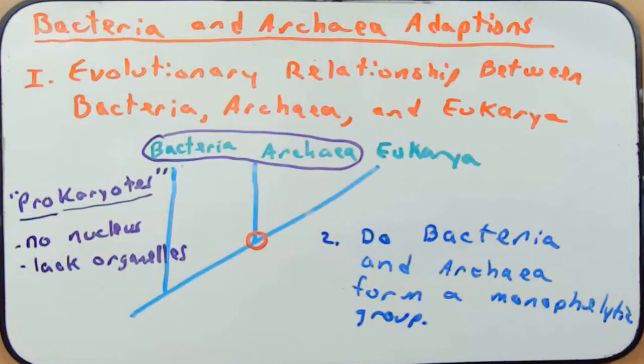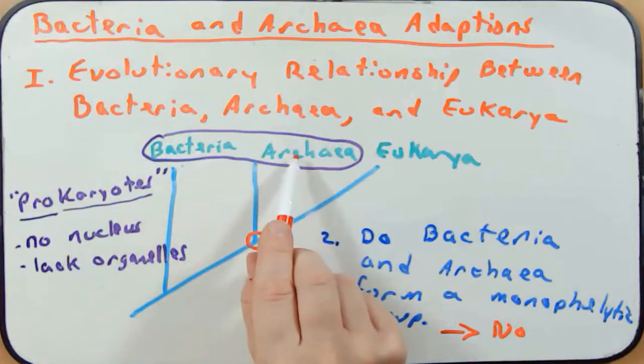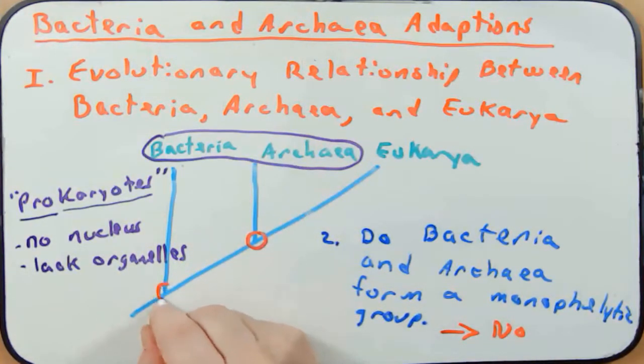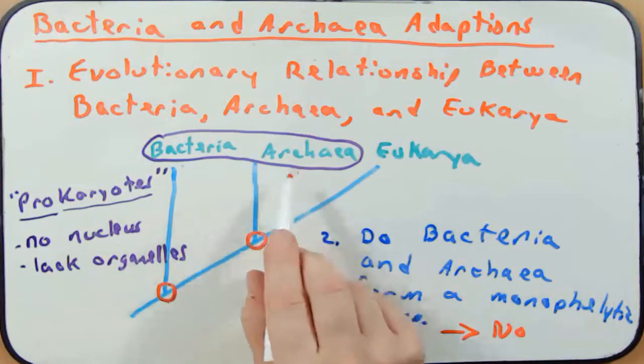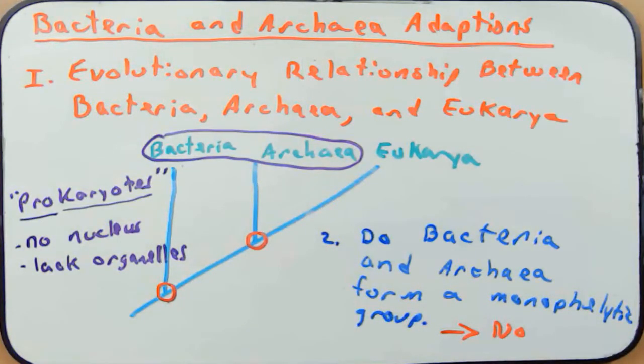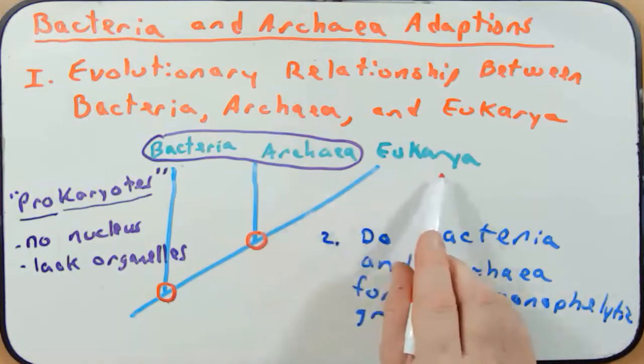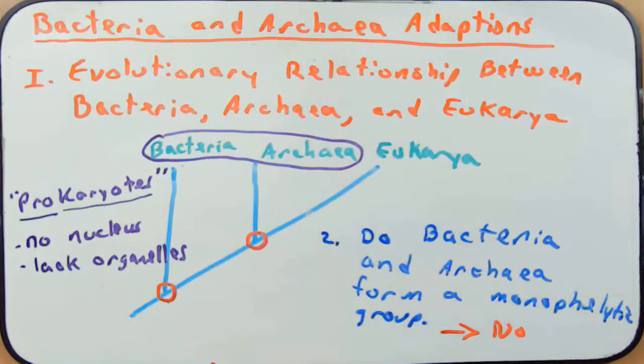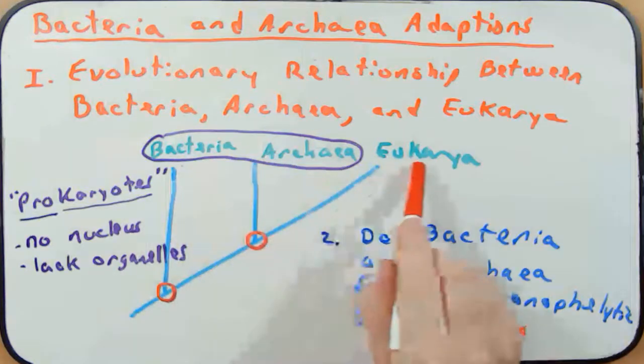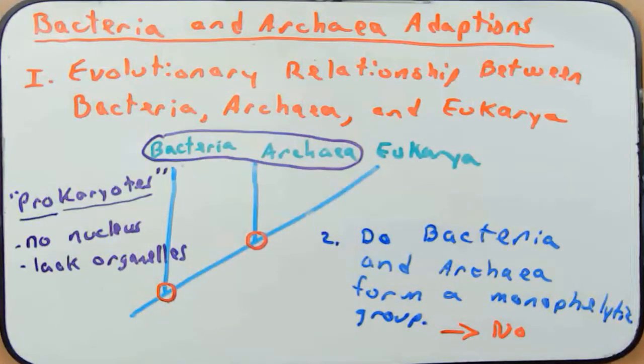So the answer to this question is no. They do not form a monophyletic group. Remember, a monophyletic group includes the two taxa plus their common ancestor. Bacteria and archaea do have a common ancestor, which is here, but this common ancestor is also the common ancestor for eukarya. And therefore, you cannot say bacteria and archaea are a monophyletic group. You could say bacteria, archaea, and eukarya themselves form a monophyletic group because it would include the three taxa at the top plus the common ancestor of all three of them.